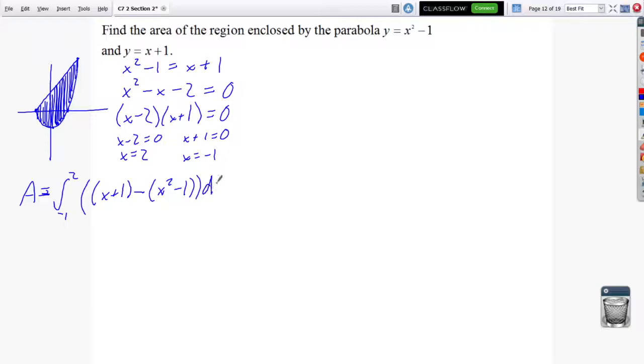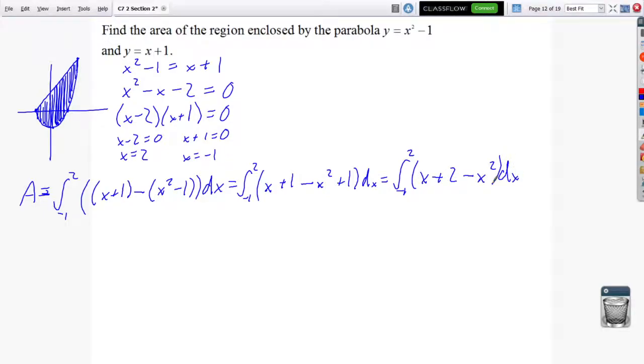Now, I would point out something that I kind of shuffled past in that one. You want to make sure you use parentheses around the functions, because when we simplify this before we even integrate it, we have to distribute that minus, so we'll have x plus 1 minus x squared plus 1 dx. To make this easier on us, we'll go from negative 1 to 2 of x plus 2 minus x squared dx. And again, my whole goal is to do this without a calculator.